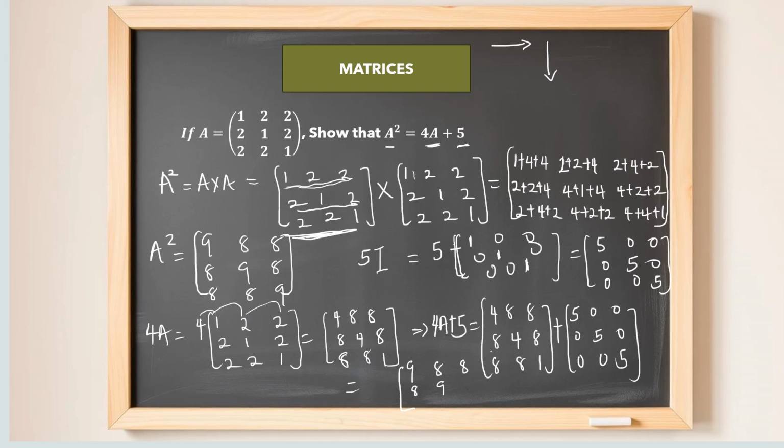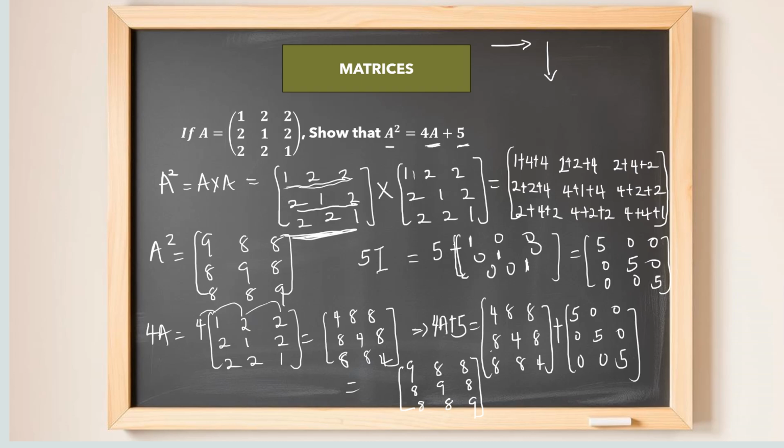8 plus 0, we have 8. And for the last one, 8 plus 0, we have 8. 8 plus 0, we have 8. And 1 plus 4 plus 5, sorry please, this should be 4. This should be 4 because 4 times 1 is going to be 4. So 4 plus 5 is going to be 9.